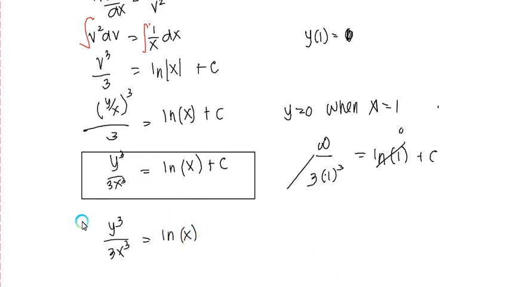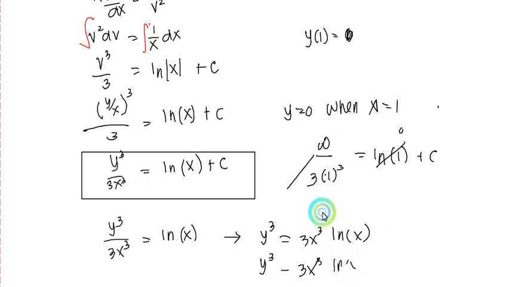y cubed over 3x cubed is equal to ln x. Or the answer could be y cubed is equal to 3x cubed ln x. Or y cubed minus 3x cubed ln x is equal to 0. Okay, any of these will be correct.